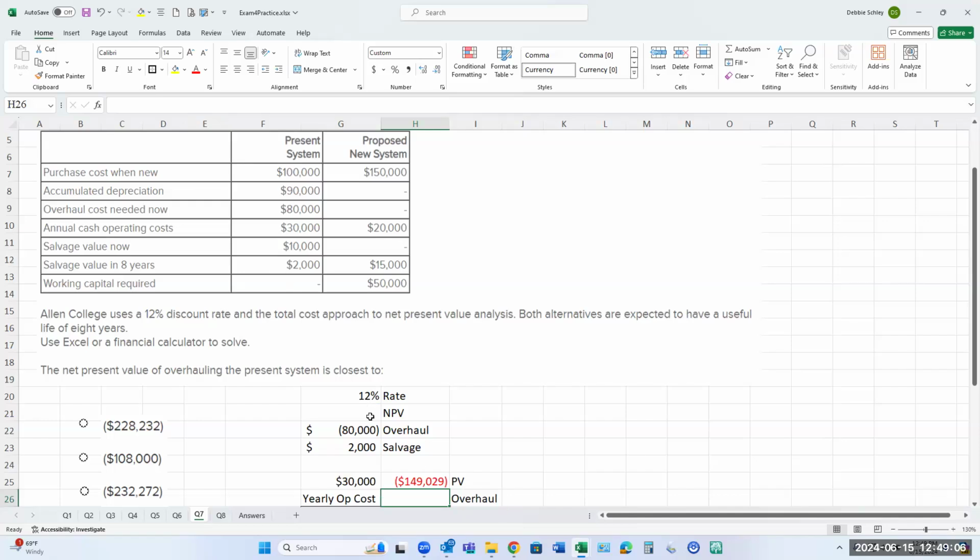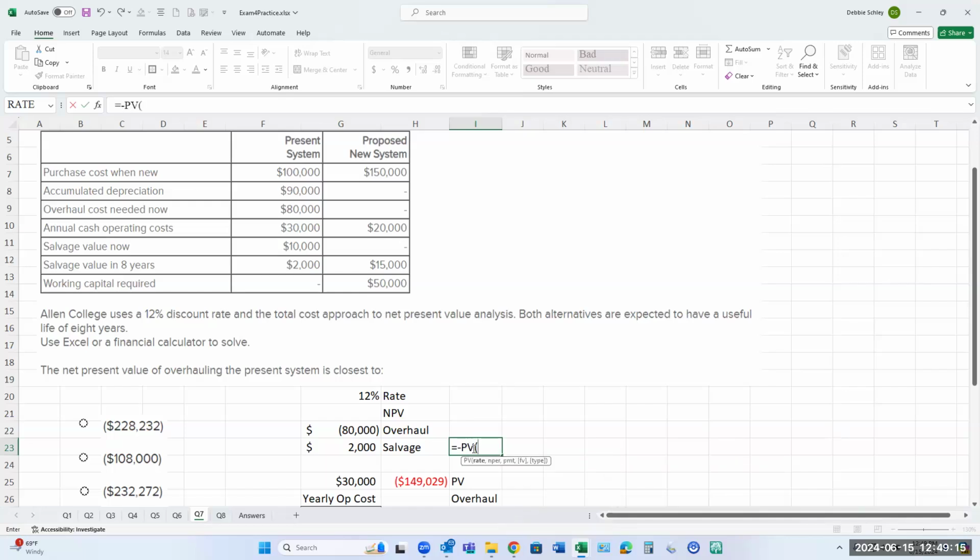The overall is cost. And what is the present value of the salvage? So negative PV, the rate, periods is 8 years. I don't have a payment, so I'm going to leave it, do another comma, or you put a 0, and then the future value is the salvage of $2,000. So its present value of the salvage is 808.